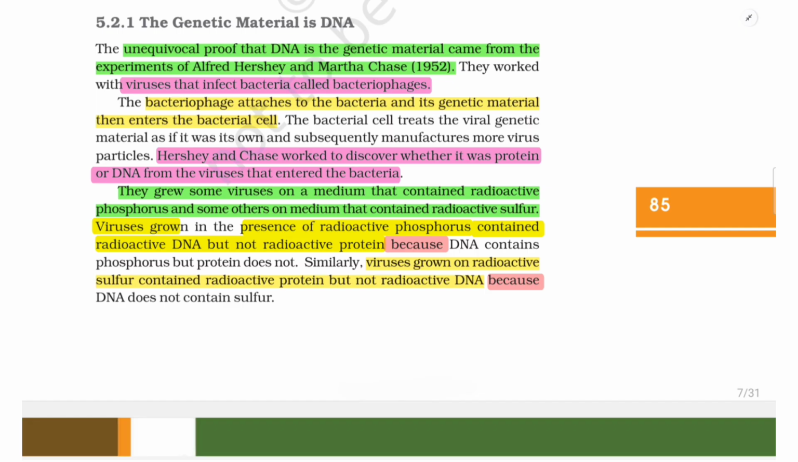Hershey and Chase worked to discover whether it was protein or DNA from the virus that entered the bacteria. They grew some viruses on a medium that contained radioactive phosphorus and some others on a medium that contained radioactive sulfur. Virus grown in the presence of radioactive phosphorus contained radioactive DNA but not radioactive protein, because DNA contains phosphorus but protein does not. Similarly, virus grown on radioactive sulfur contained radioactive protein but not radioactive DNA, because DNA does not contain sulfur.